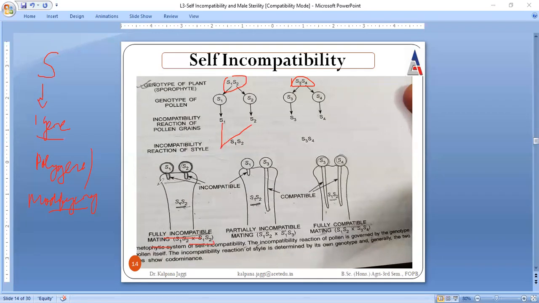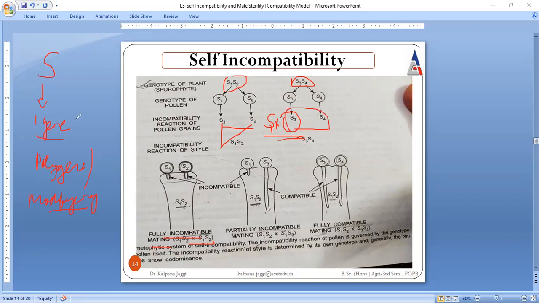But if these are incompatible, that means no growth of the pollen tube is taking place. The second is a case where S1, S2 is crossed with S1, S3. Then in this case, we are going to have partial incompatible matings. And fourth is the case where S1, S2 is allowed to mate with S3, S4. In this case, we are going to have fully compatible mating.